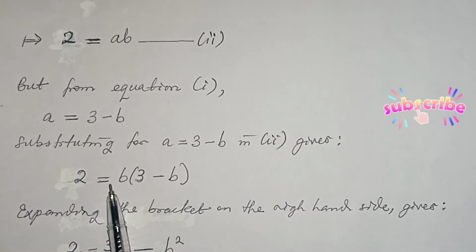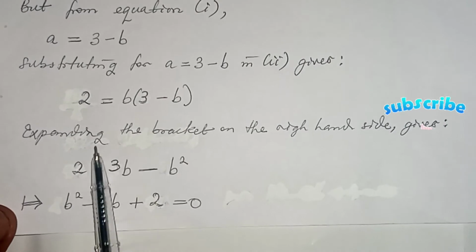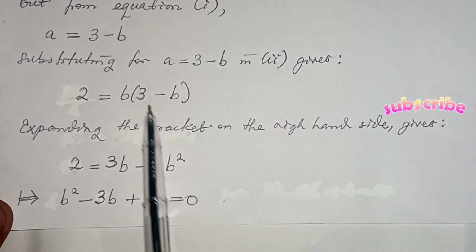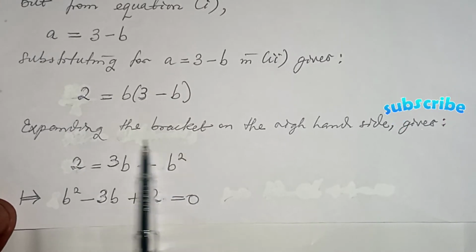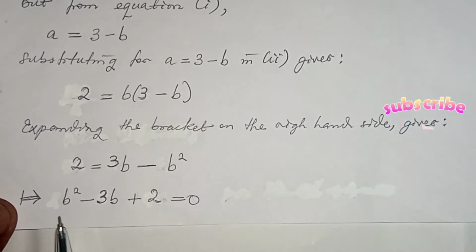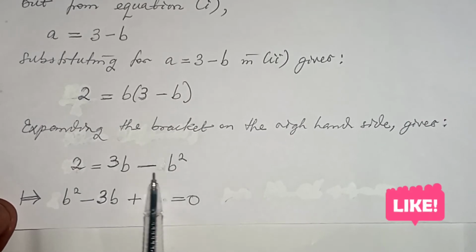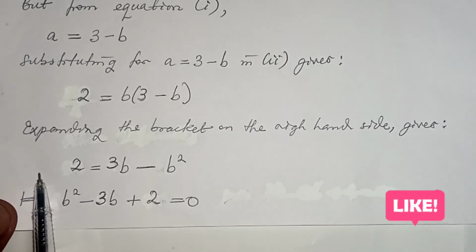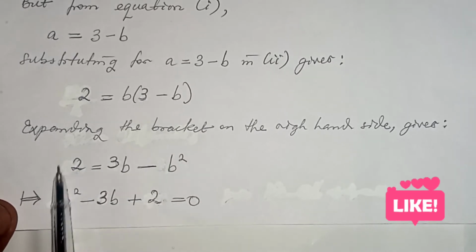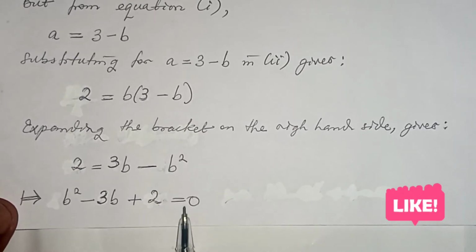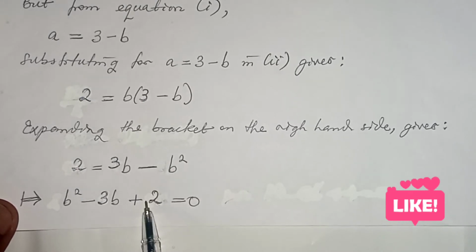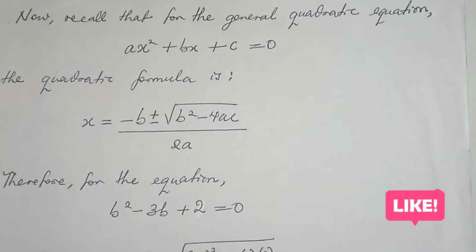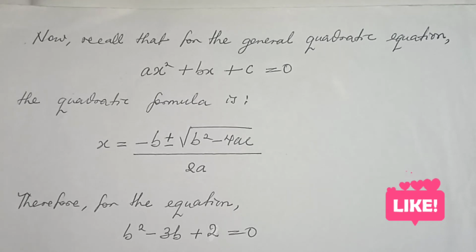Now, when you expand this, it gives you 2 equals 3 times b, which is 3b, then b times b is minus b squared in this case. So if you simplify by rearranging this equation, you end up having b squared minus 3b plus 2. When b squared is taken to this other side, 3b is also taken to this side with 2 remaining there, the right hand side gives you 0, and the left hand side gives you b squared minus 3b plus 2.